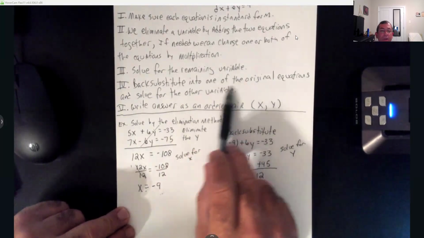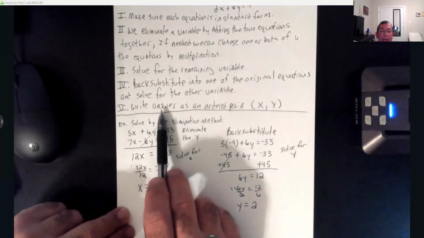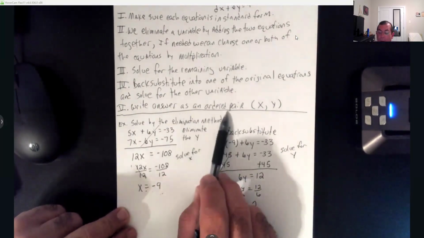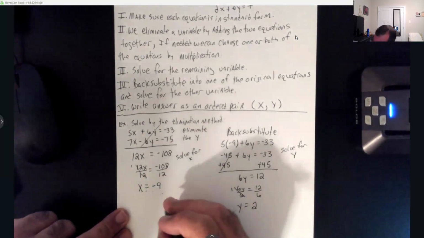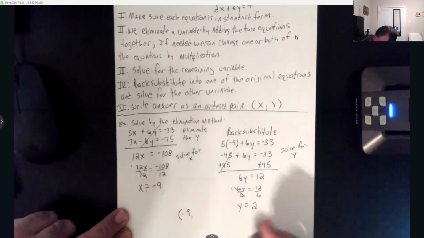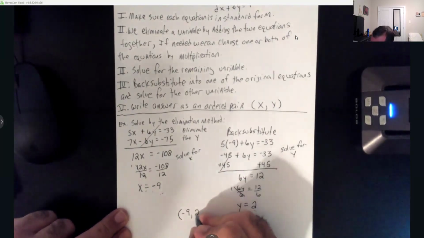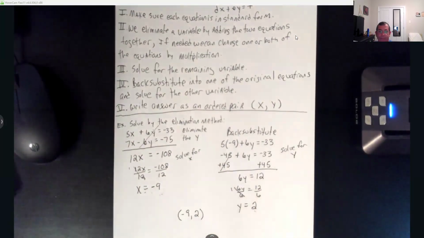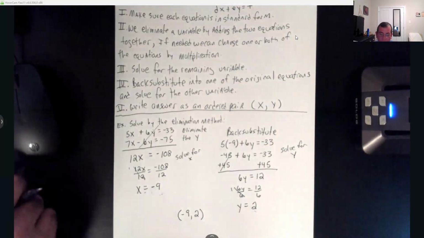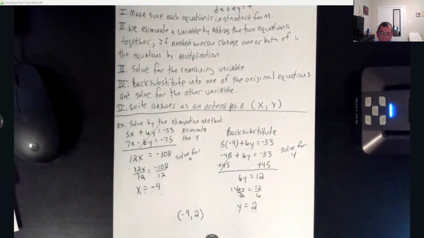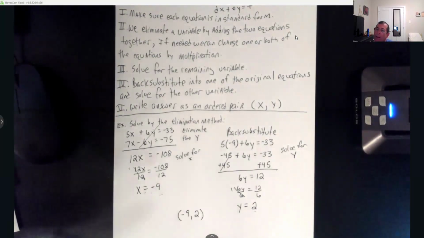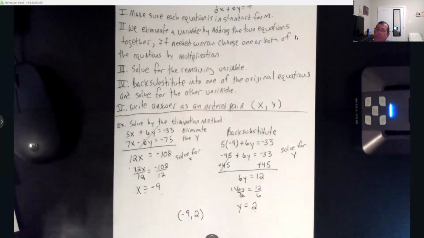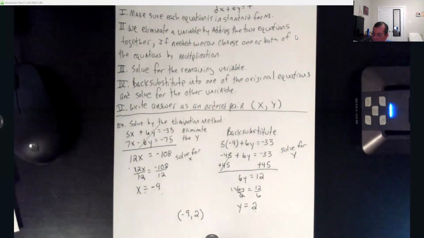So we back substituted and solved for the other variable. Now, write the answer as an ordered pair. So my x coordinate was my negative 9, and my y coordinate was the 2. Hey y'all, so that's going to be the trick on these, is just figuring out which variable you want to solve for, eliminate the other variable, and then it's a little bit of back substituting, okay?